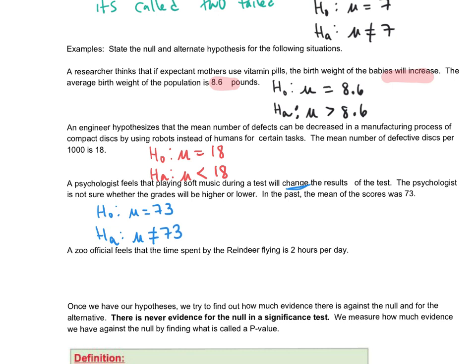This last one says, all right, a zoo official feels that the time spent by the reindeer flying is 2 hours a day. So that is a statement. So they're saying the average number of hours flying is 2 hours a day. Now, it doesn't really say if our alternative should be bigger than or smaller than. If it doesn't say, if it's something like this, and you just want to test the claim, we always default to the two-tailed test. So if it doesn't say anything, if it just tells us a statement of truth, if we're going to do a significance test, then we always use the alternative as the two-tailed not equal test.